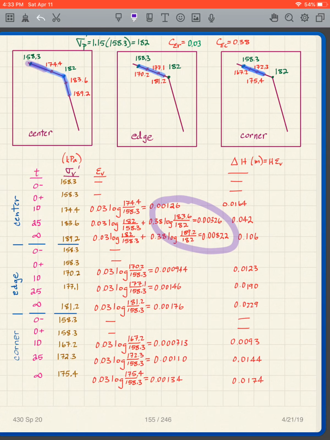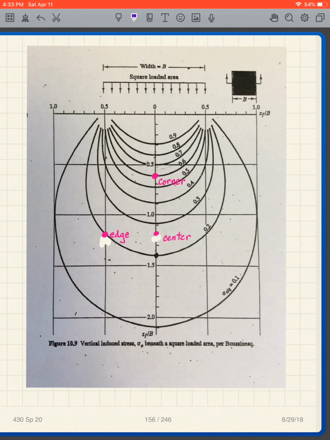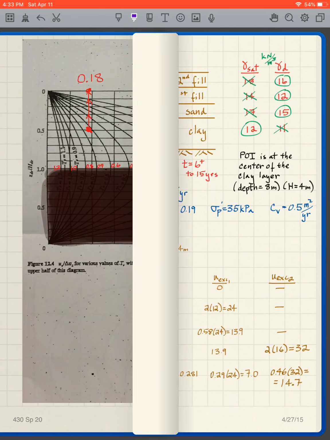Same thing for the edge. I get my epsilon v values, and then we just get our delta H as H times epsilon v. Those are our delta H's. That's how we got there.